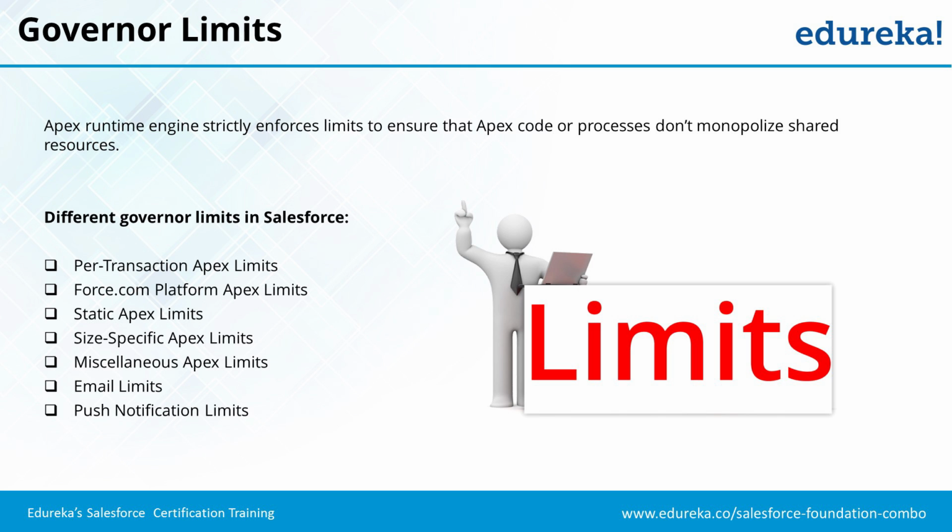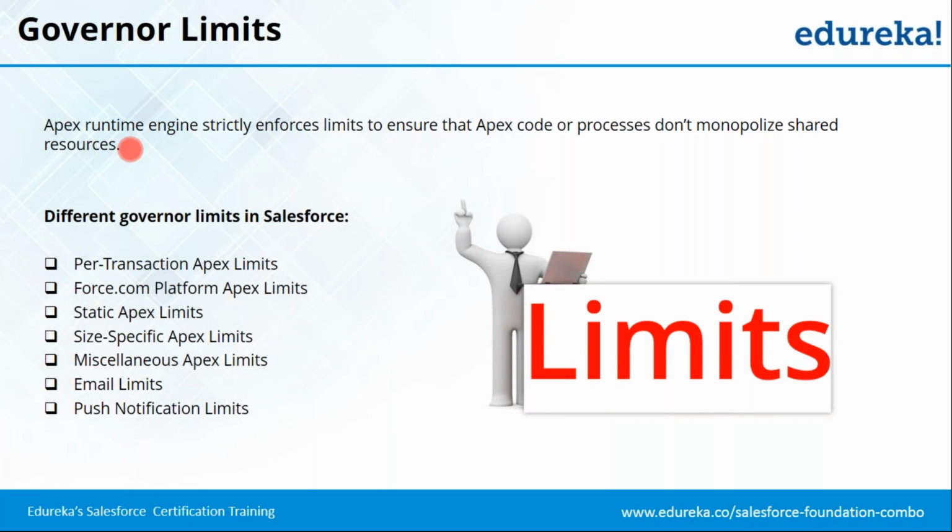If you look at the definition, it says the Apex runtime engine strictly enforces limits to ensure that the Apex code or processes don't monopolize the shared resources. What this means is that you have limits on what you can do on the Salesforce org, because it's all on the cloud and it's not your database. There's a limit because one particular database will be shared by multiple clients, and a limit on how much one particular client can use.